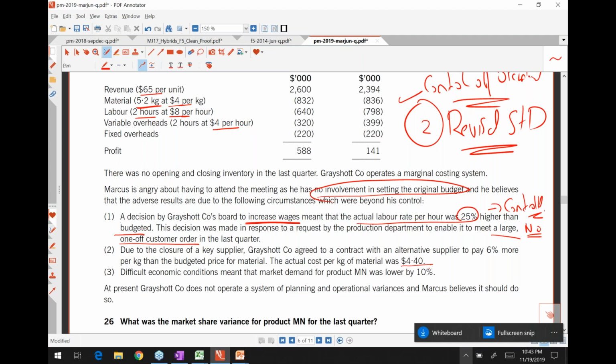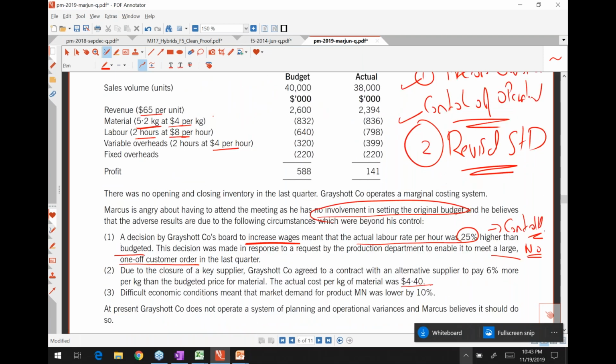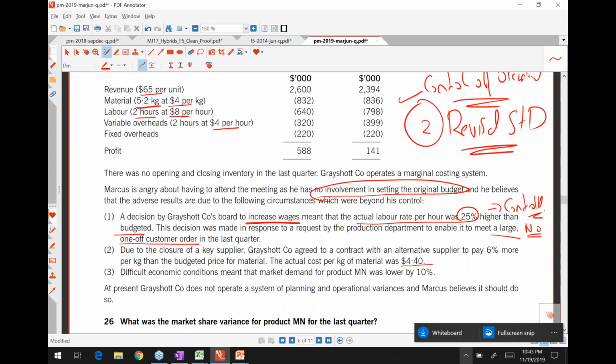Marcus is responsible for what? Production and sales. Does this include purchase as well? No, it does not include purchase. This means this is uncontrollable for Marcus. This is uncontrollable for Marcus because Marcus is the production manager. So not responsible. Marcus is not responsible for this. And when Marcus is not responsible, this is something outside the control of Marcus.